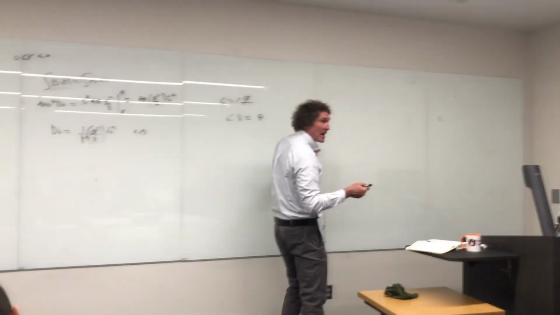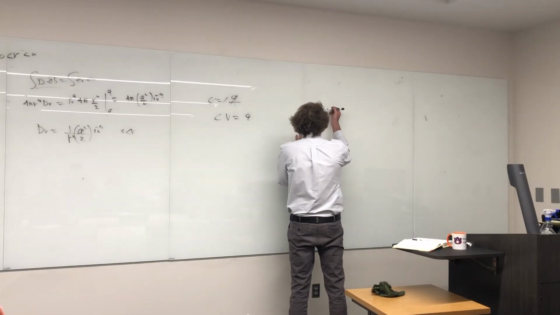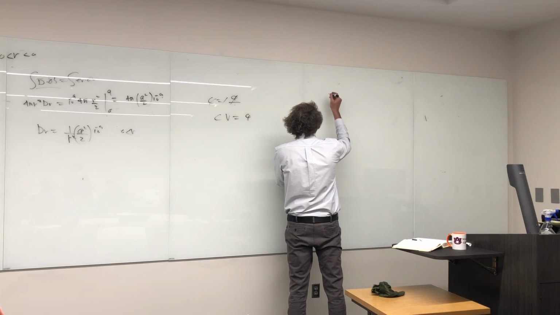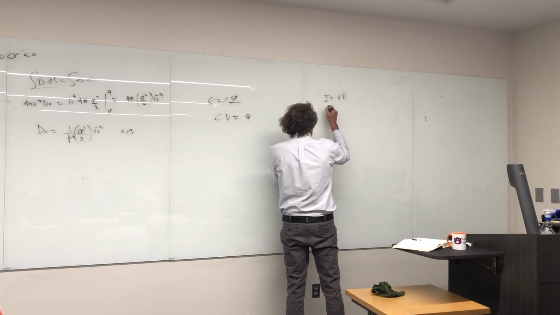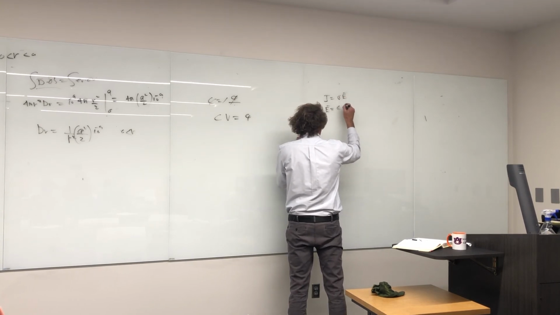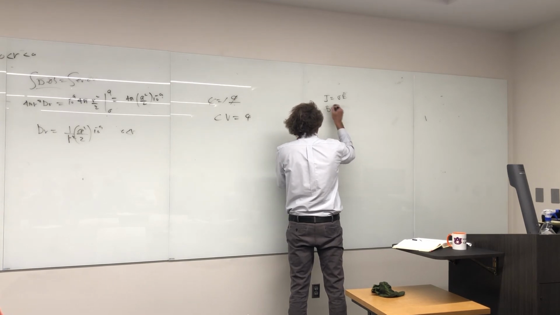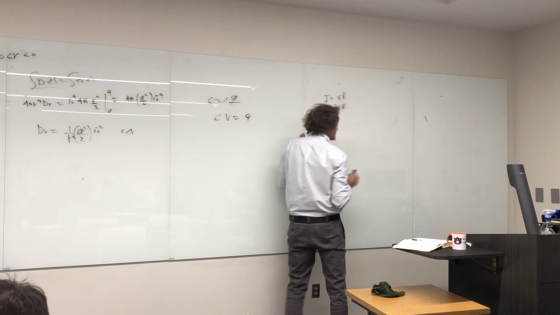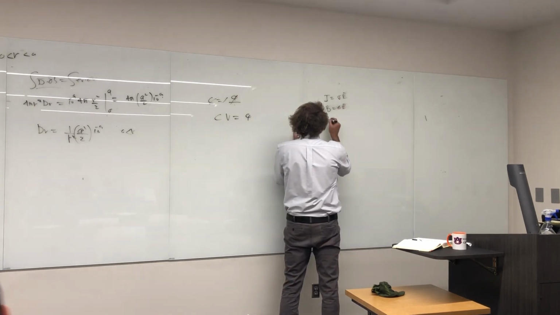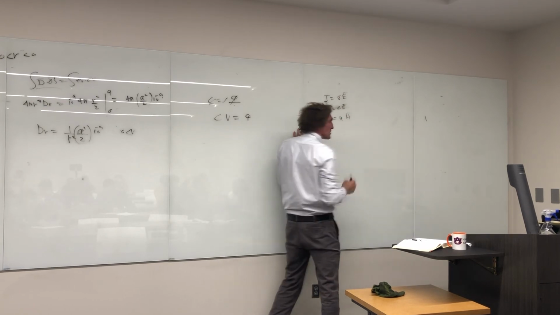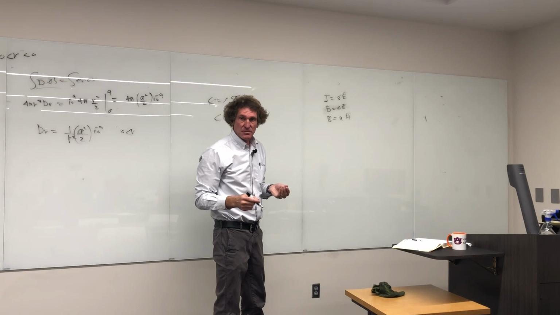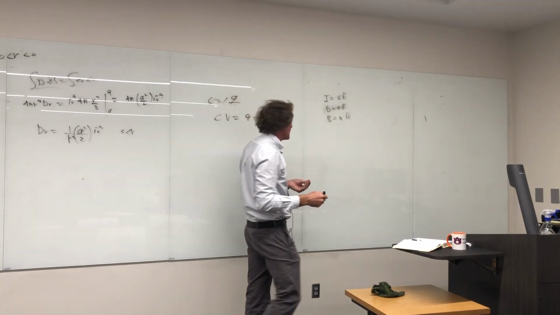Now we talk about the actual magnetic field. In general, I'm going to put down these relationships that you need to know. J is equal to sigma E, where sigma is the conductivity. D is equal to epsilon times E, where epsilon is the permittivity. B, the magnetic flux density, is equal to mu times H. Mu is the permeability. These are relationships you're going to need to be familiar with.